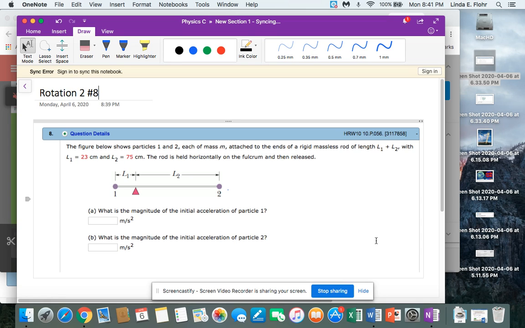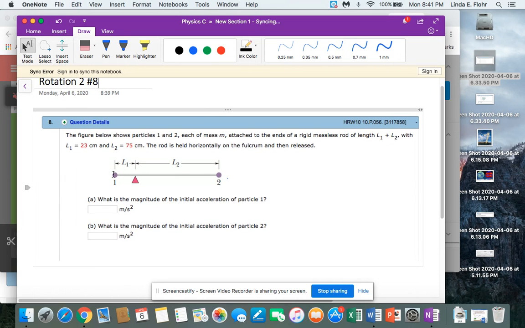Okay, guys, here's another homework help problem. I had a request for rotation 2, number 8. So we have two masses.